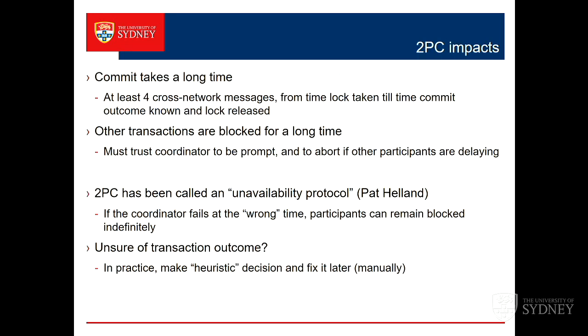A two-phase commit, then commit can potentially take a long time. You've got at least 4 cross-network messages from the time you first take your lock to the time you're finished, and other concurrent transactions might be blocked for that whole period. So you've really got to trust everyone to be prompt, and the transaction coordinator might say, you've taken too long, I'm going to kill you, and start again.